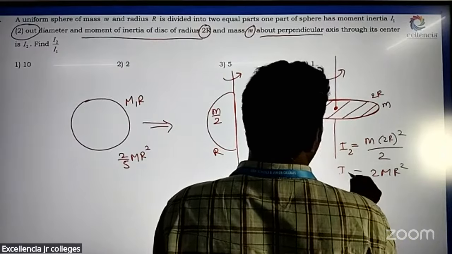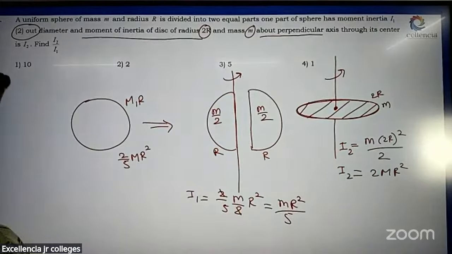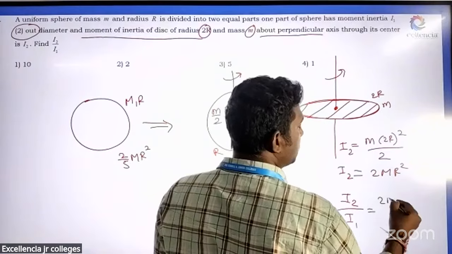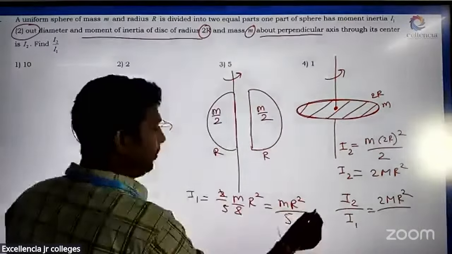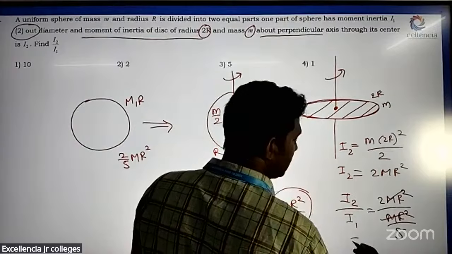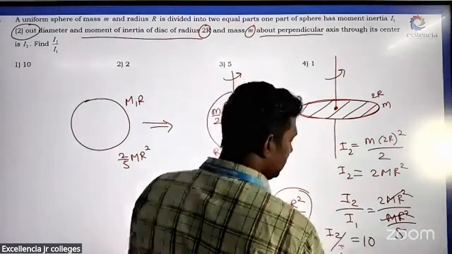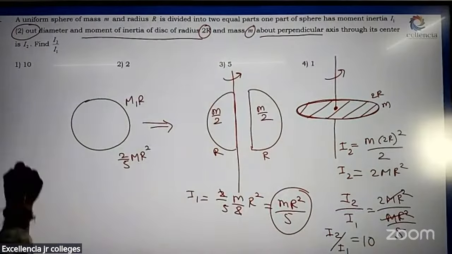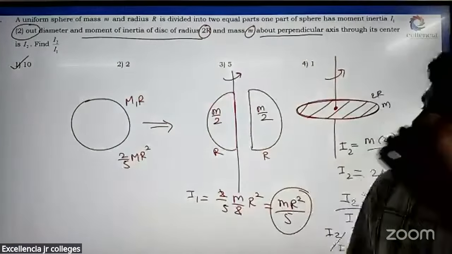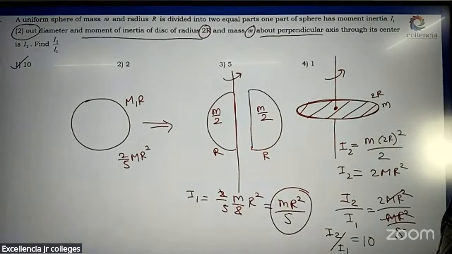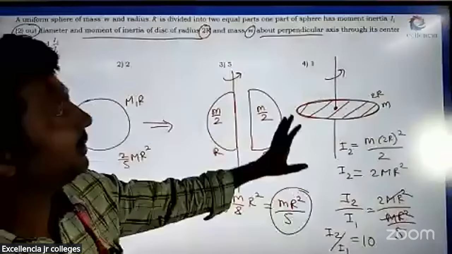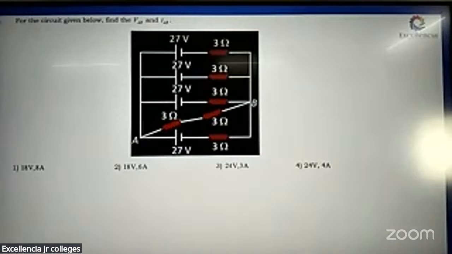So what will we get here for I2? 2 Mr square. What are they asking, students? I2 by I1. So I2 by I1 will be 2 Mr square divided by I1, which is Mr square by 5. Mr square cancels, and I2 by I1 is 10. So the first option will be correct. Very simple questions they ask, students. If you start with physics in the examination, you will really get more confidence. And go for the next question.